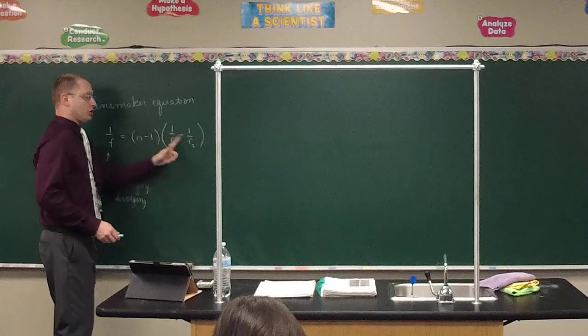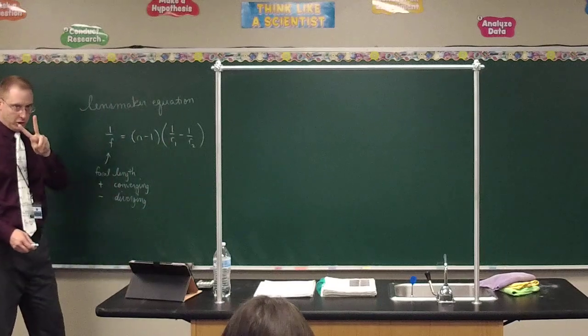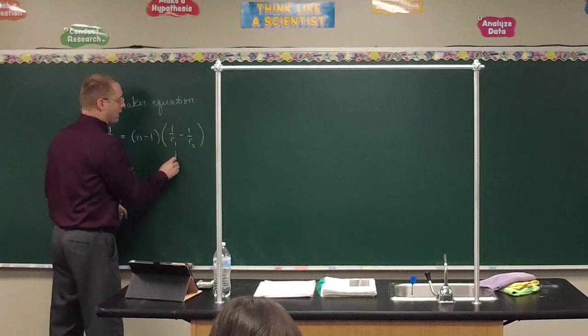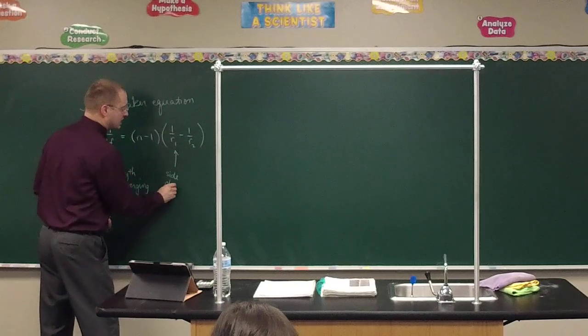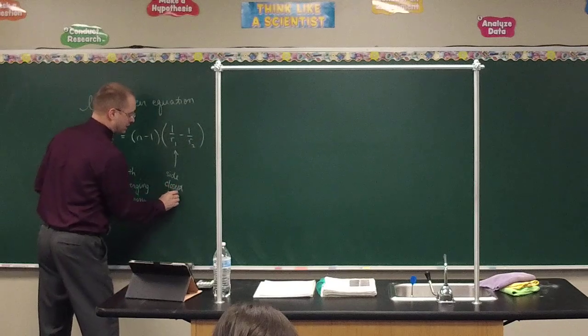The R1 and the R2, remember there are two radii of curvature. The R1 is the radius of curvature for the side of the lens closest to the object.